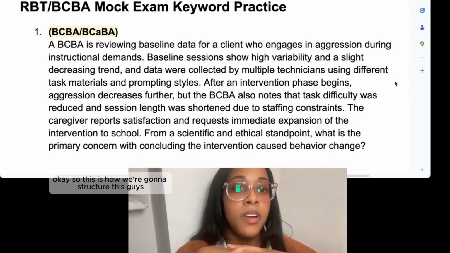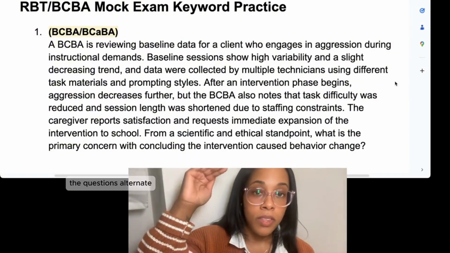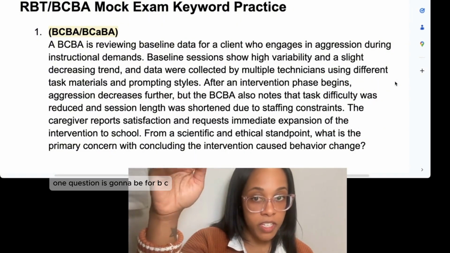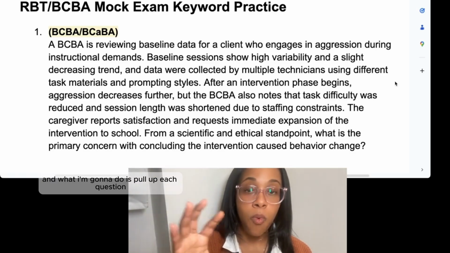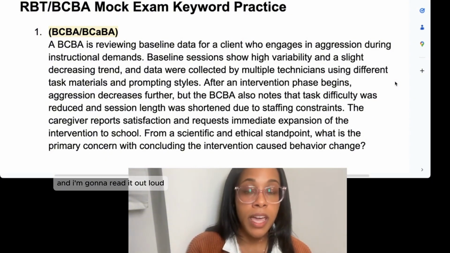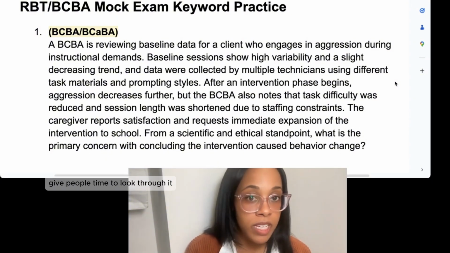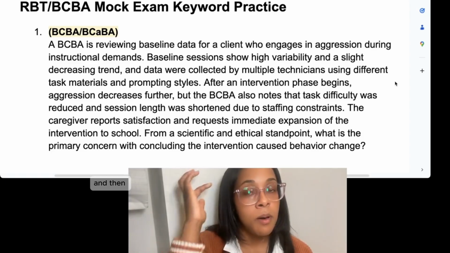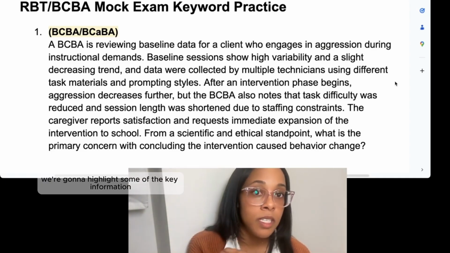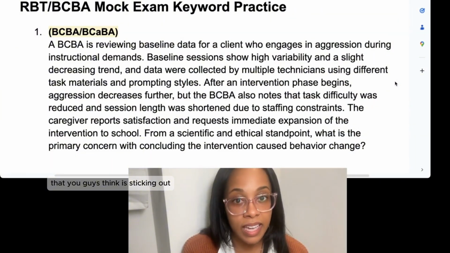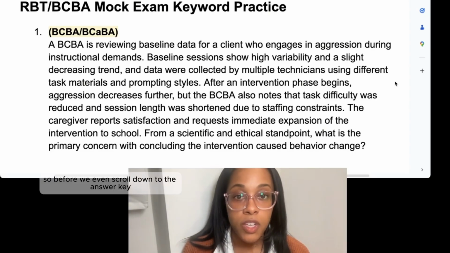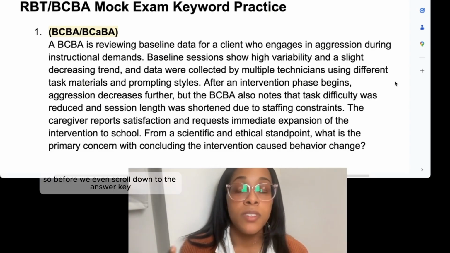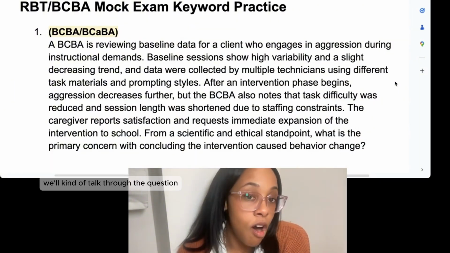Okay, so this is how we're gonna structure this, guys. The questions alternate. One question is going to be for BCBAs, BCABAs, and then the next question is going to be for RBTs. And what I'm going to do is pull up each question and read it out loud, give people time to look through it, and then we're going to highlight some of the key information that you guys think is sticking out. This is meant to be an exercise that I want you all to replicate with any other study resources you have. So before we even scroll down to the answer key, we'll talk through the question.